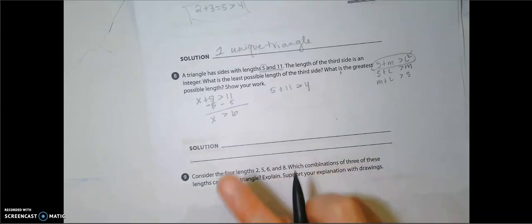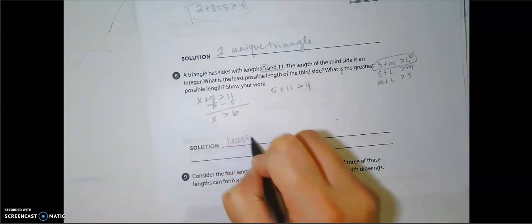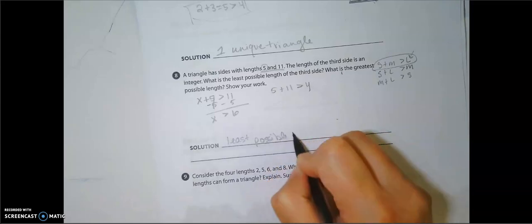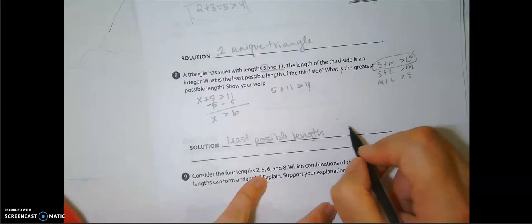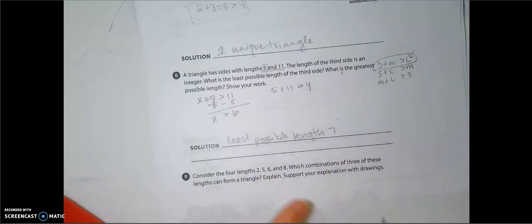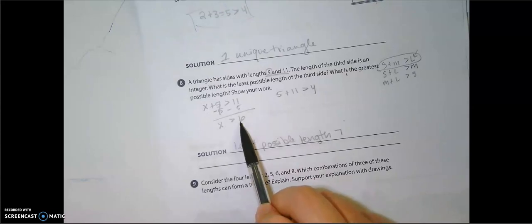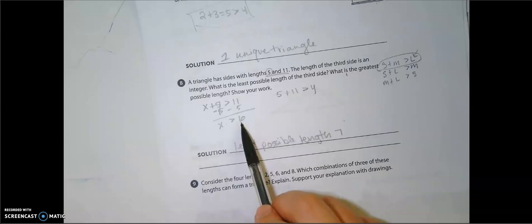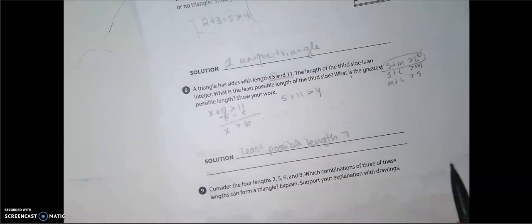So what is the least possible length? The least possible length would be 7. Because it can't be 6. 6 would make this equal 11. And so then the next possible one is 7. That is the least possible.